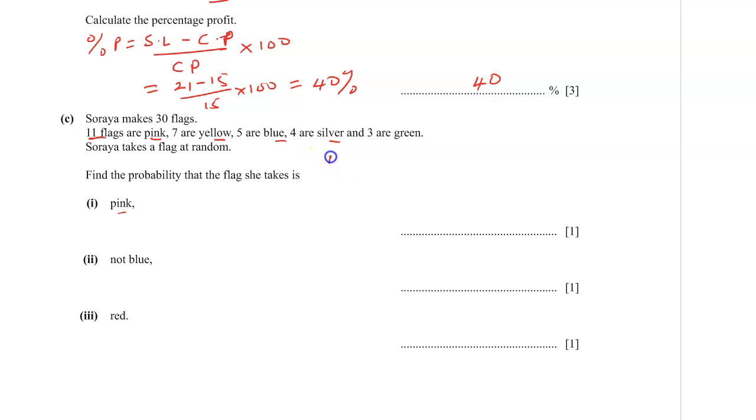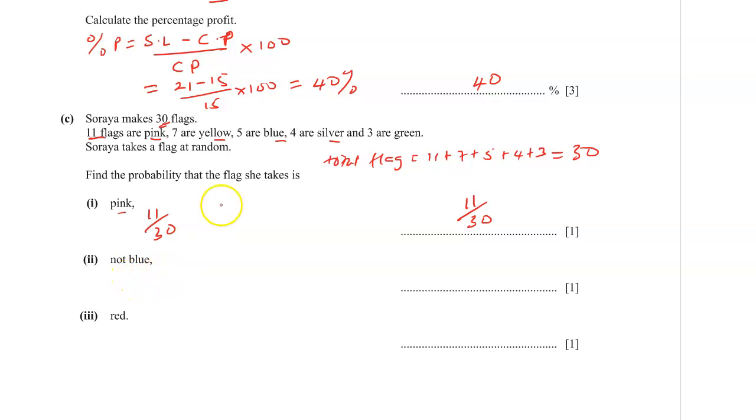Total flags is 11 plus 7 plus 5 plus 4 plus 3. That is 10, 19, 20, 30. She makes 30 flags. I actually told you there are 30 flags. So pink will be 11 out of 30. So the probability is 11 out of 30.